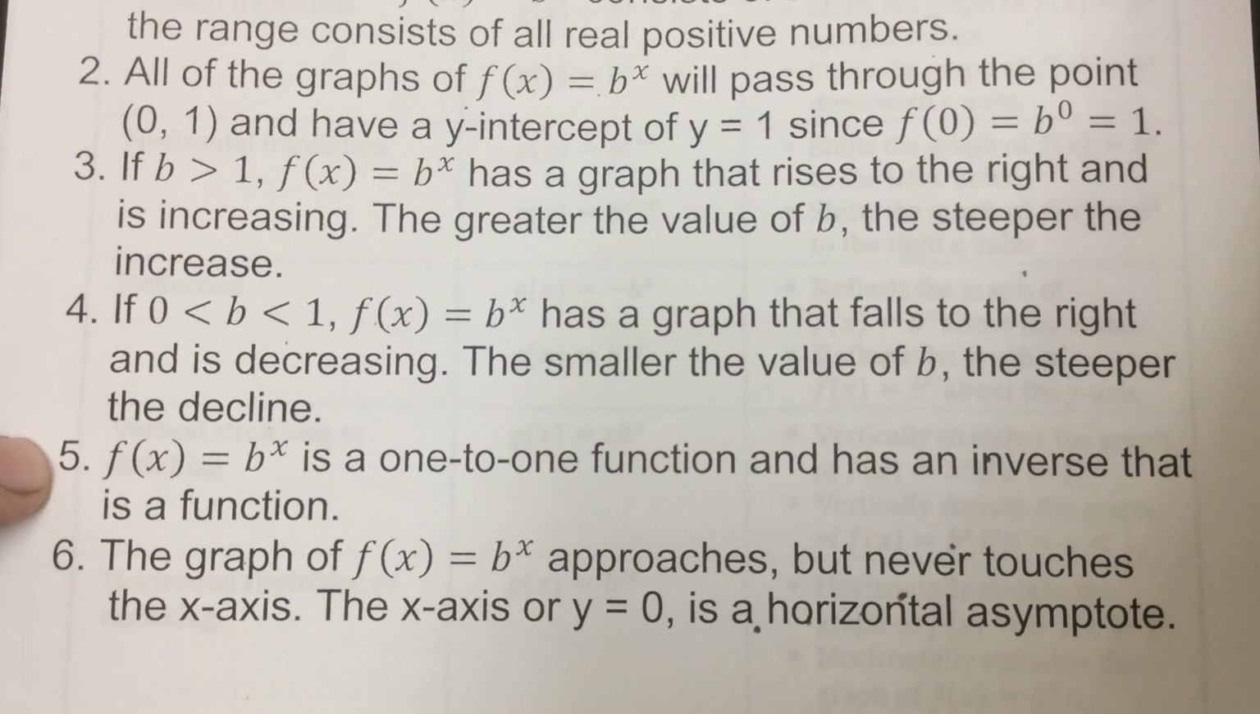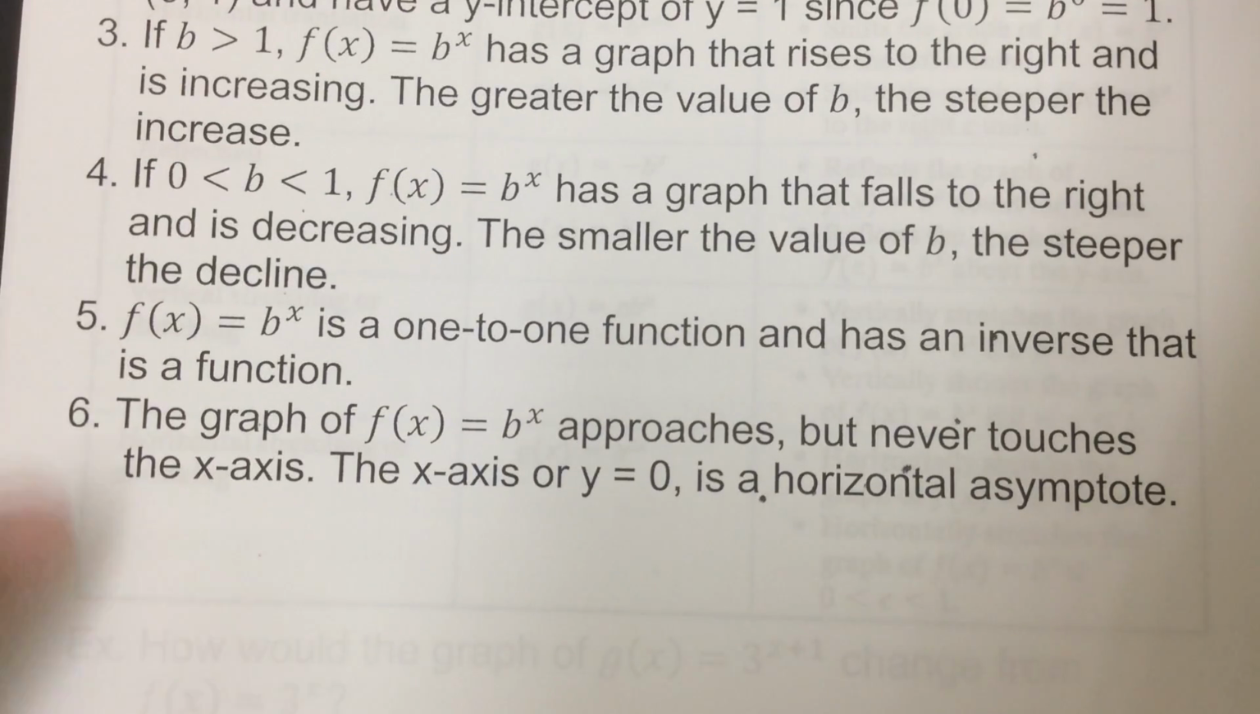Now, an exponential function is always going to be one-to-one, so there's only one x for only one y. There's no repetitions of any value, the x or the y. There's only one that works with each one. It's also going to have an inverse, so we'll be able to find that inverse. So it would pass the horizontal line test.